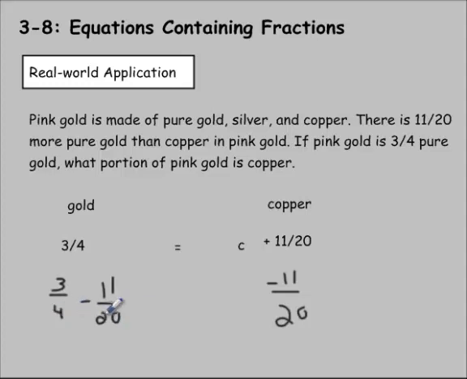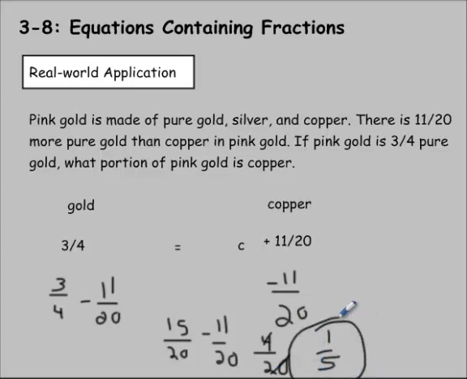I know that the common denominator could be 20 because 4 times 5 is 20. So let's do that. 4 times 5 is 20. 3 times 5 is 15. And then minus 11 over 20. So 15 minus 11 would be 4 20ths. And then this can be simplified. 4 over 20, we could divide them both by 4. So that would turn this into 1, and this would turn this into 5. So 1/5 is the amount of copper in pink gold.